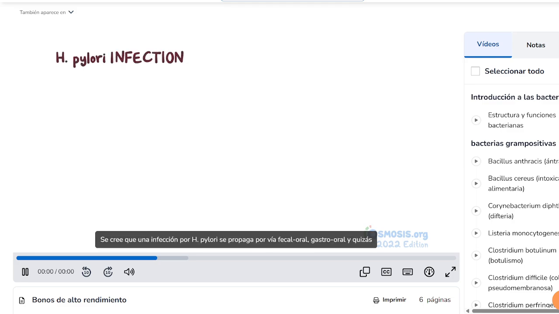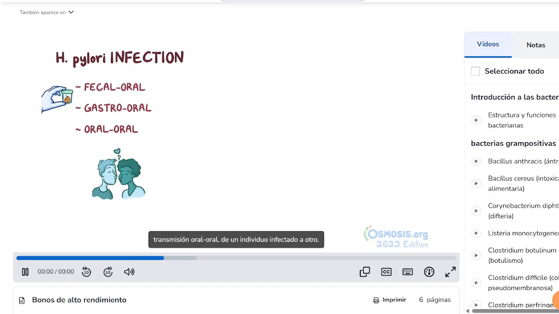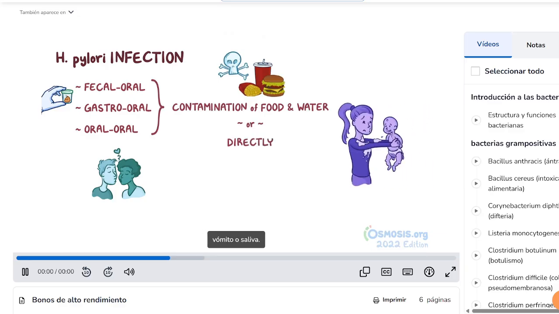An H. pylori infection is thought to spread through fecal-oral, gastro-oral, and perhaps oral-oral transmission from one infected individual to another. That is, through contamination of food and water, or even directly with fecal matter, vomitus, or saliva.